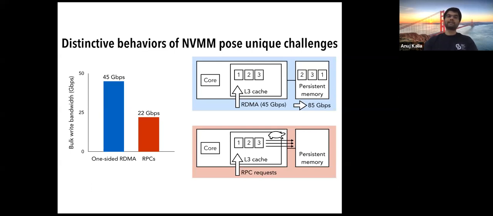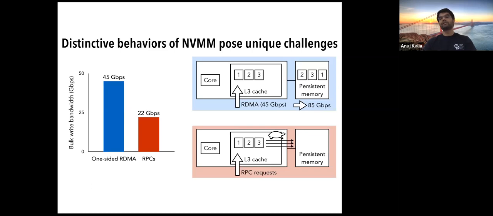In this experiment, RDMA saturates our data center network, but if we take a deeper look on the top right, we see that there's a challenge and there's room for improvement. So here's what happens. The server's RDMA NIC injects data into the server's L3 cache at around 45 gigabits per second. Although the NIC writes to sequential cache lines numbered 1 through 3, the CPU eventually evicts these cache lines to persistent memory in a somewhat random order.